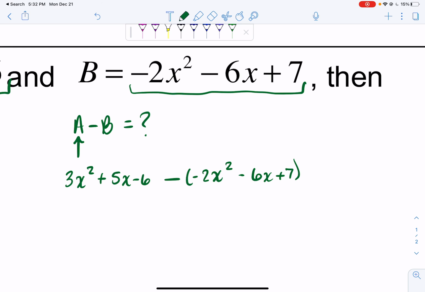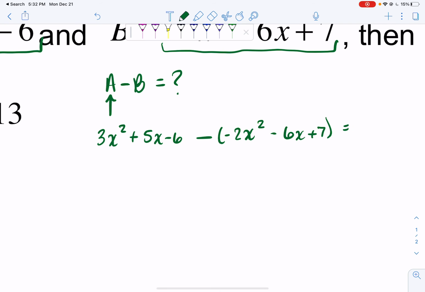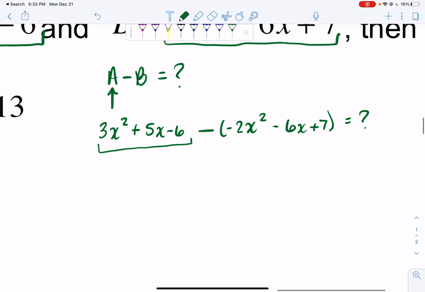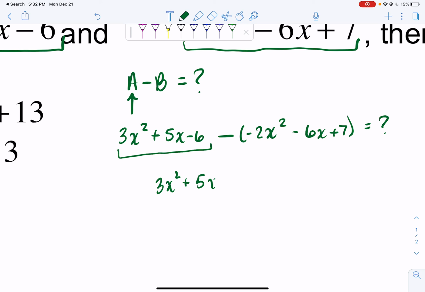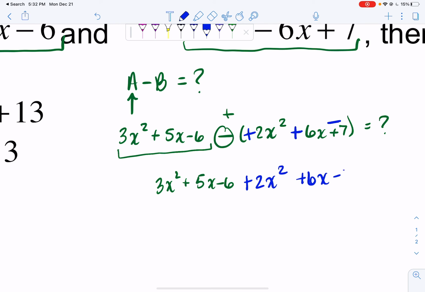Now we're going to do keep, change. So I'm going to keep my 3x squared plus 5x minus 6 the same. I'm going to change this to an addition, which means everything on the inside I'm going to change signs. So positive, minus. So I have my plus 2x squared plus 6x minus 7. Now we combine our like terms.